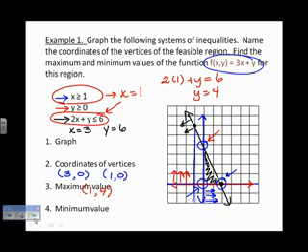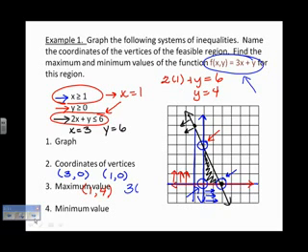So what I want to do now is take the coordinates of the vertices that I found in step 2 and plug them into this function, F of x, y is equal to 3x plus y. I want to figure out which one is going to give me my maximum number and which one is going to give me my minimum number. So I'm just going to do that. I'm going to take each one at a time.